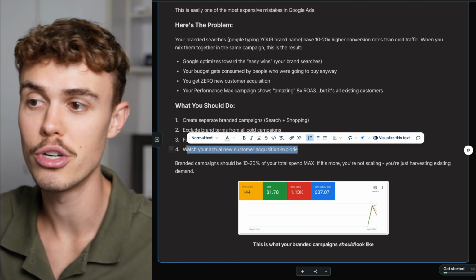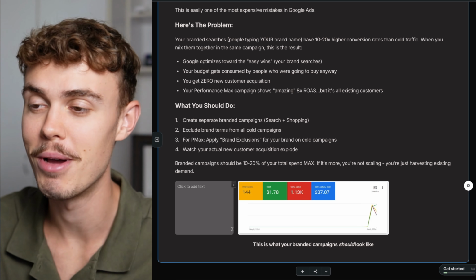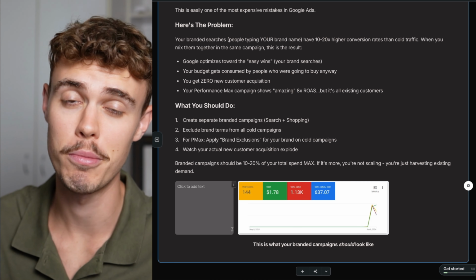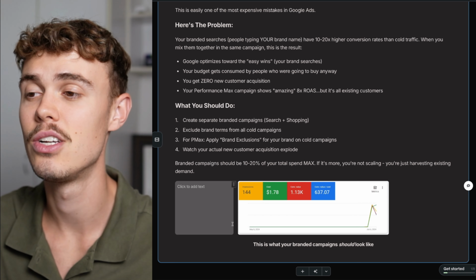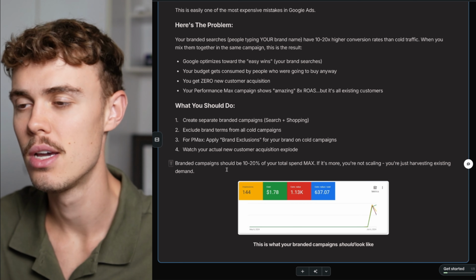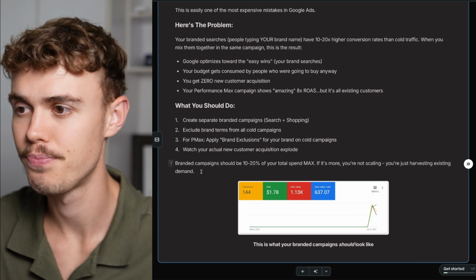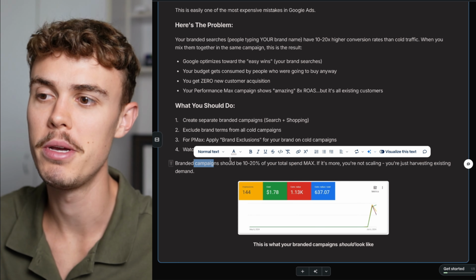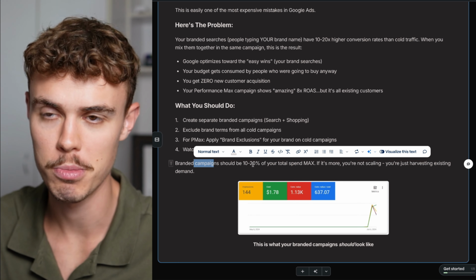And then all you have to do is watch your actual new customer acquisition explode. After you make these changes, you will find that so much more of your budget will be going towards new customers, and you will likely see your new customer ROAS increase, new customer acquisition costs decrease, and much better overall metrics in the account. Branded campaigns should be 10 to 20% of your total spend maximum, right?